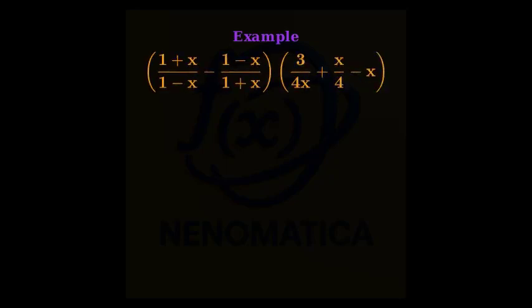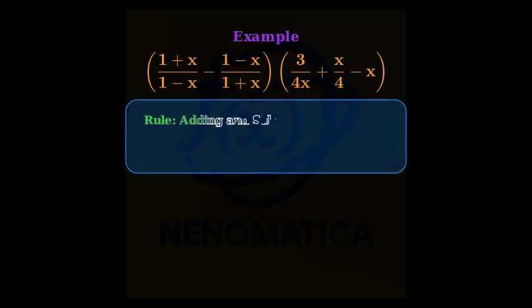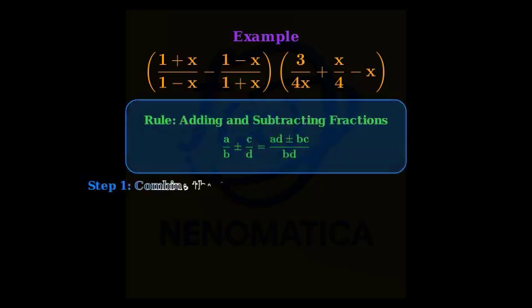Example: we will simplify the given algebraic expression step by step, exactly matching the provided structure. Problem: simplify the expression. We keep all math bold and clearly visible. Adding and subtracting fractions. We use the identity A over B plus or minus C over D equals AD plus or minus BC all over BD.